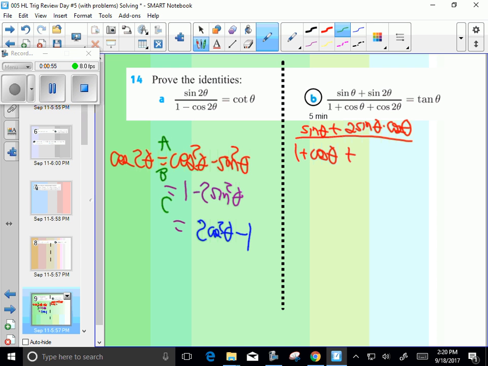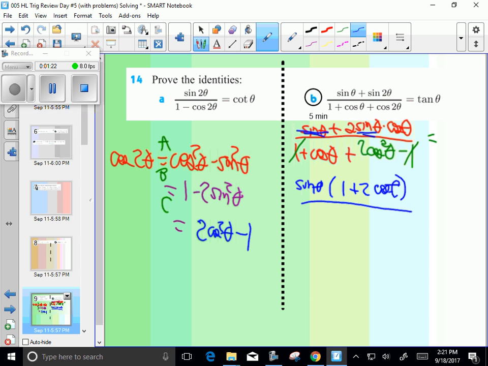C, because then it's going to work with this cosine a little bit. So you have 2 cosine squared minus 1. Well, that's good because then I'm going to lose the 1, aren't I? What factors out of the numerator? Sine theta. So I'm going to have sine theta (1 plus 2 cosine theta). And then in the bottom, what can you factor out? Cosine theta. And what's left?